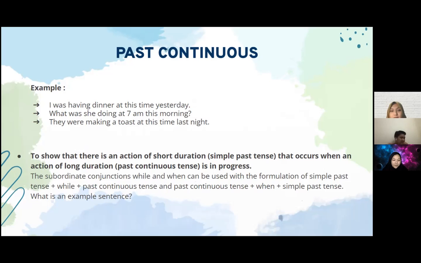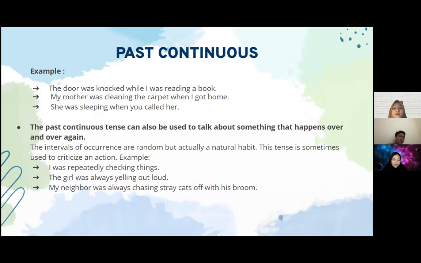The second point is to show that there is an action of short duration that occurs when an action of long duration is in progress. The subordinate conjunctions while and when can be used with the formulation of simple past tense plus while plus past continuous tense, and past continuous tense plus when plus simple past tense. What are example sentences? The door was knocked while I was reading a book. The second is, my mother was cleaning the carpet when I got home. The third is, she was sleeping when you called her.